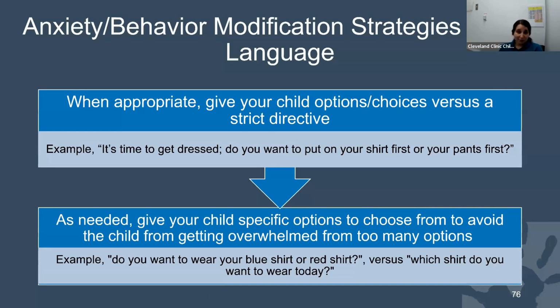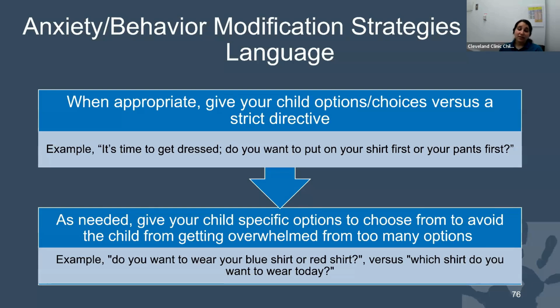Other things to consider for your language, kind of as we talked about before, when you're able to, giving your kiddo options or choices versus just giving them a strict directive. So knowing that your kid might respond better to, instead of saying, hey, it's time to get dressed, go put on your pants, go put on your shirt, maybe telling them, hey, it's time to get dressed. Do you want to put on your shirt first or your pants first? So consider how you say things.